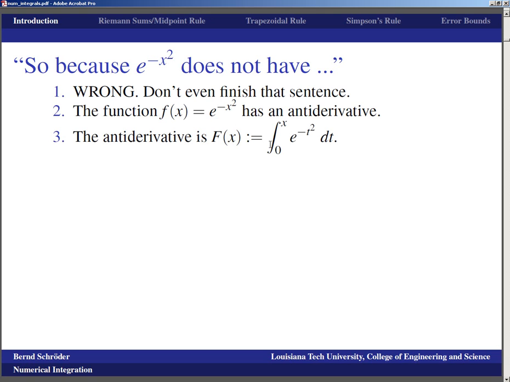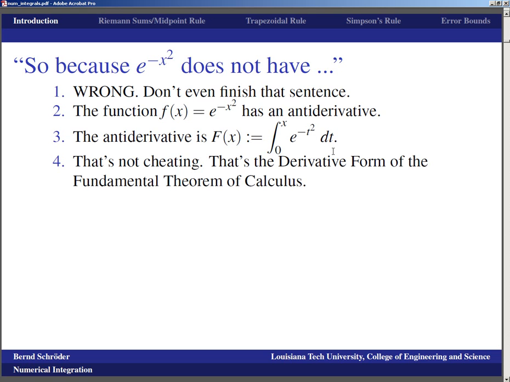And the antiderivative is capital F of x equals the integral from 0 to x of e to the negative t squared dt. That's not cheating. That's the derivative form of the fundamental theorem of calculus. That short presentation that we had, because we don't use this form so often in regular calculus, gets buried a little bit. But anytime you can't find an antiderivative, you can always use, if necessary, the derivative form of the fundamental theorem of calculus to write down a formal antiderivative.